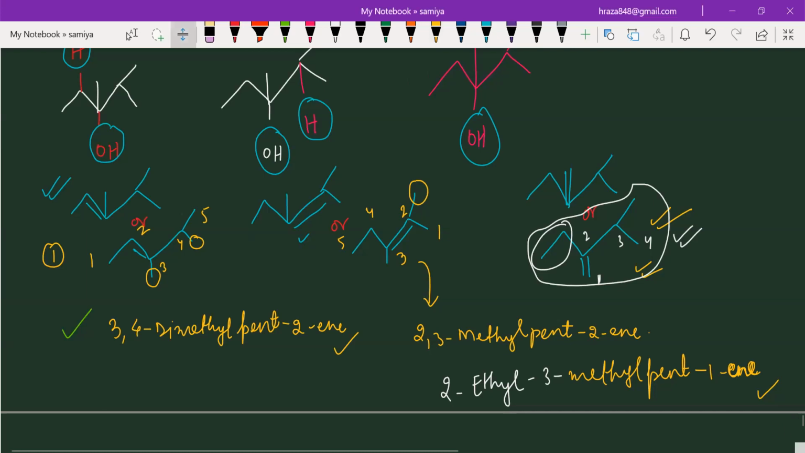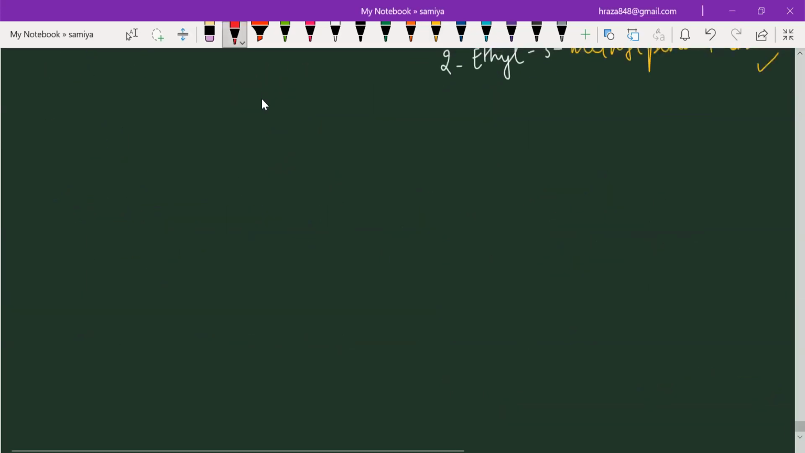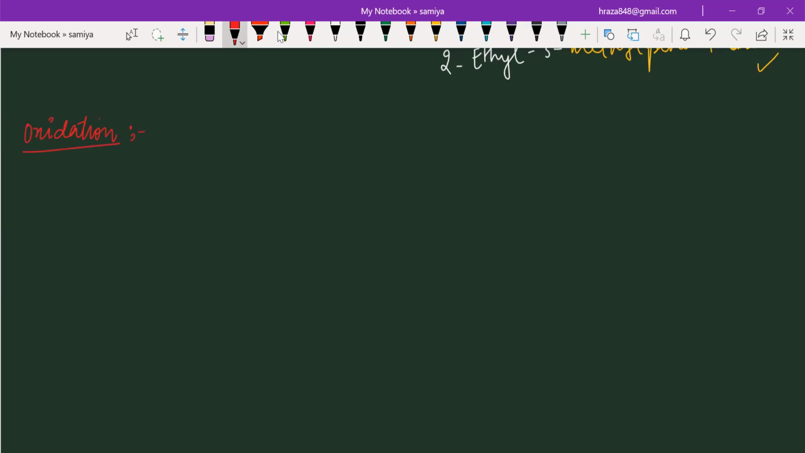Now the next chemical property is basically oxidation. The previous one was dehydration. And now we are going to oxidize alcohol and we will see what it gives. So how are we going to oxidize it? It's very simple. Please write with me.